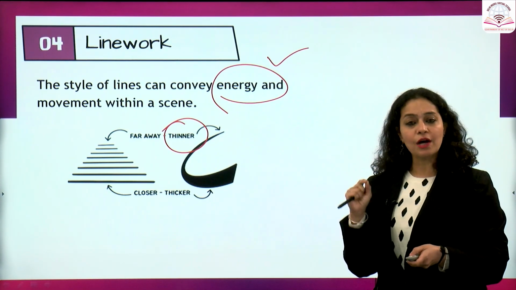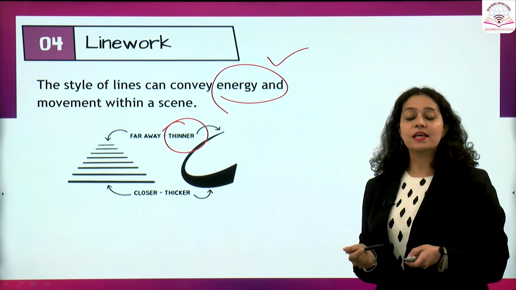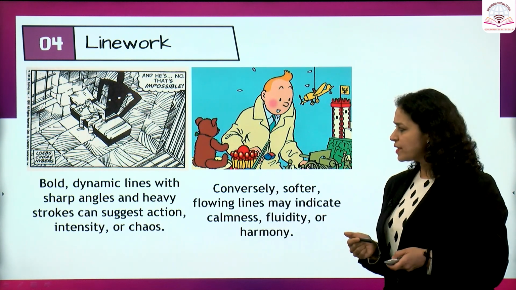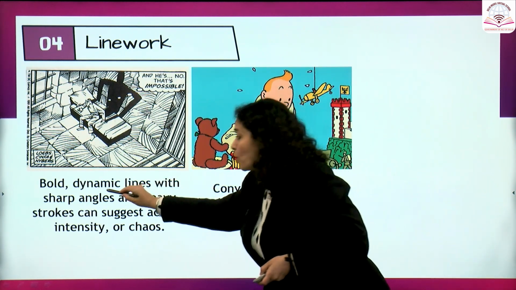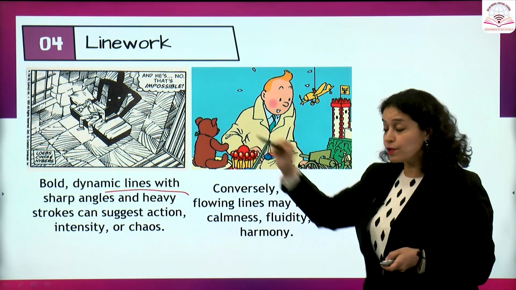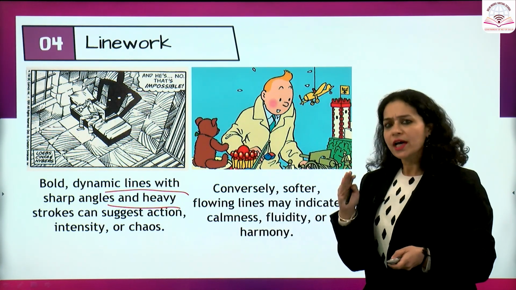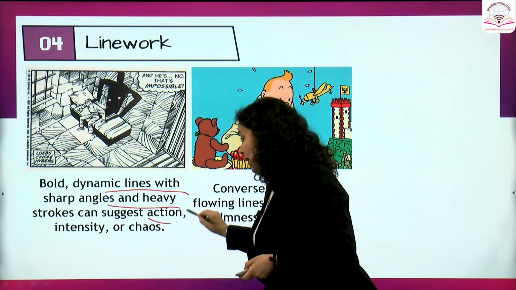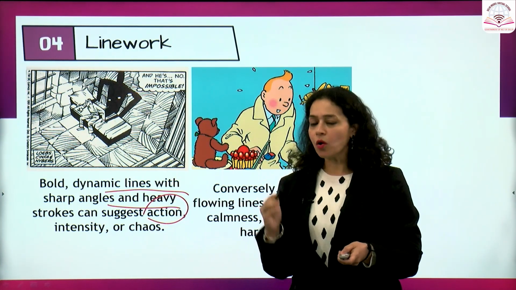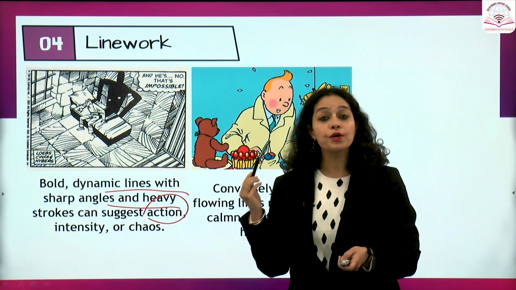They also have a certain purpose. Now let's have a look at the example. For example, we have bold dynamic lines in the first visual with sharp angles and heavy strokes. They actually convey more action, intensity, and also a certain kind of chaos.